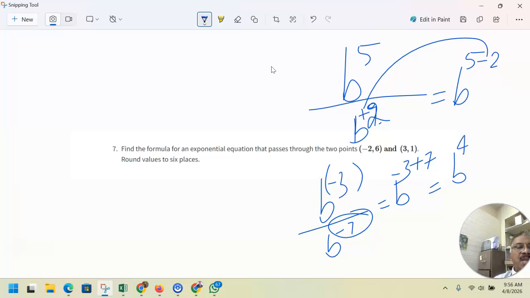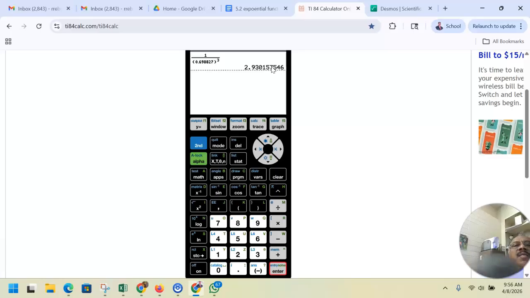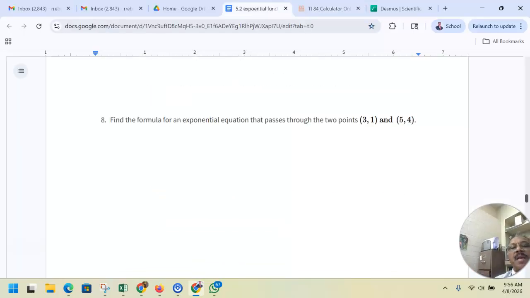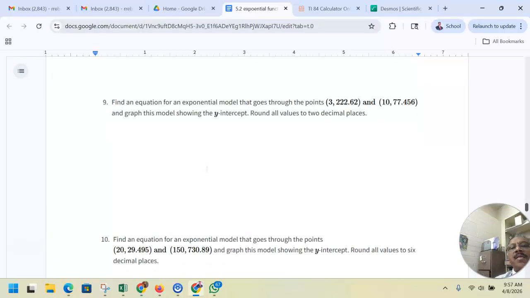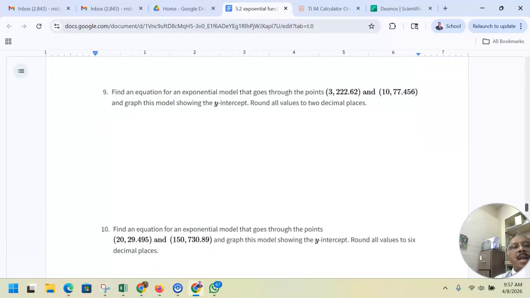If you see the next question there, I'm going to skip this. It is the same thing. Question number 8, I'll skip. Let's go directly to, okay, this also is the same thing. Let's try this because it has a big number there.